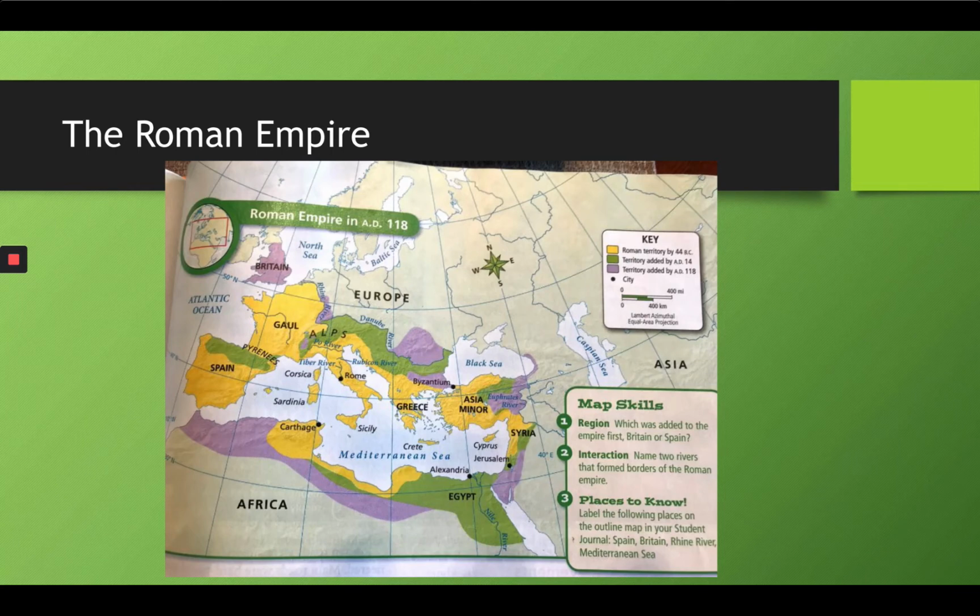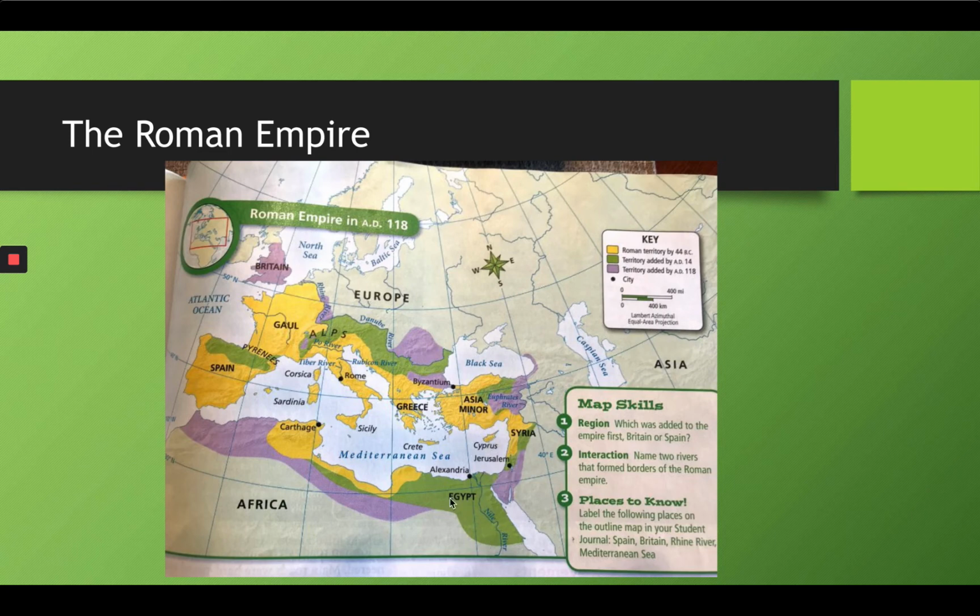Octavian then takes this and uses natural boundaries to help rule the empire. So if you look, he pushes it up here to the Atlantic Ocean. He pushes the empire up over these mountains to the Danube River to use that as a natural barrier, a natural boundary, all the way to the Black Sea.